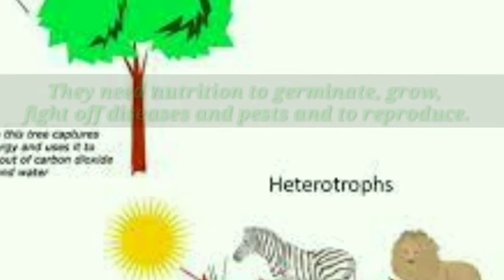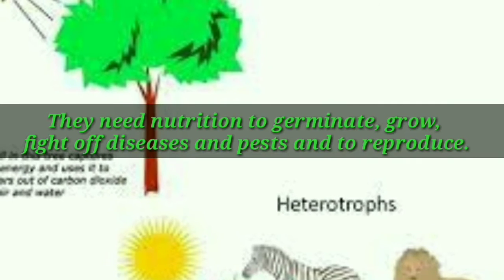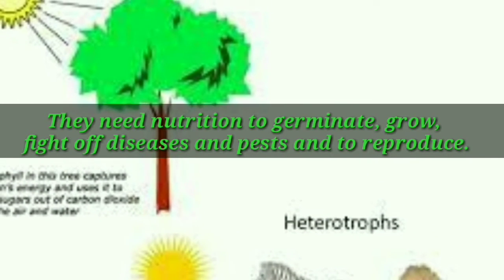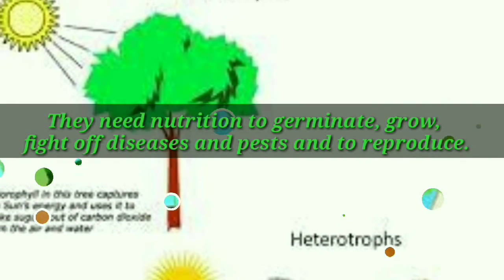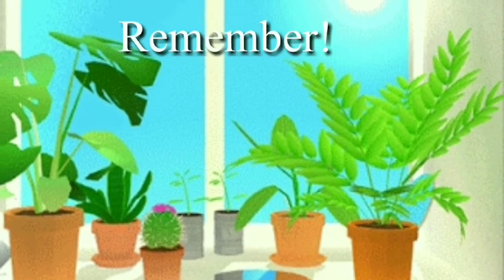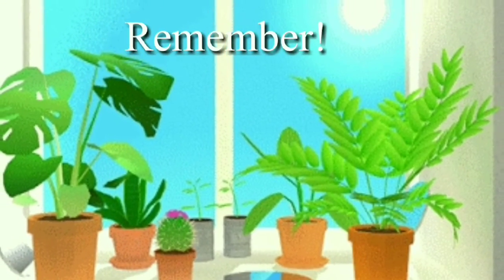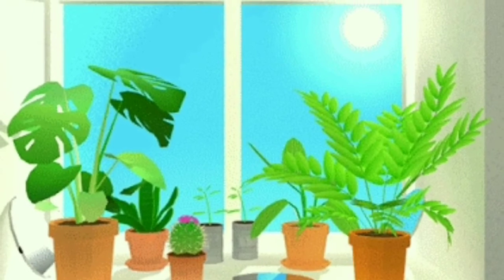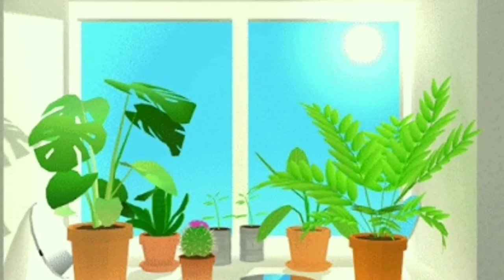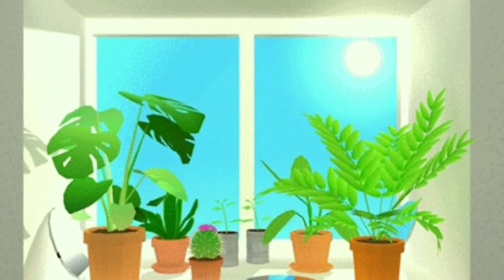Like animals, plants also need nutrients. They need nutrition to germinate, to grow, to fight off diseases and pests, and also to reproduce. Because remember, plants are also living organisms. Plants and animals both require a balanced nutrition.